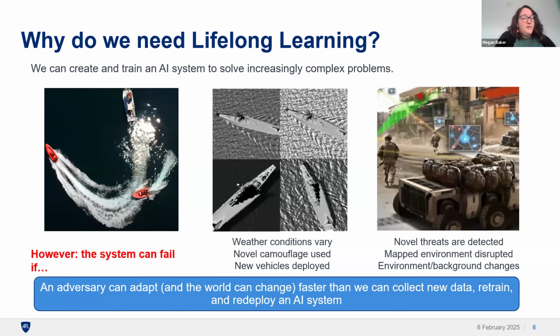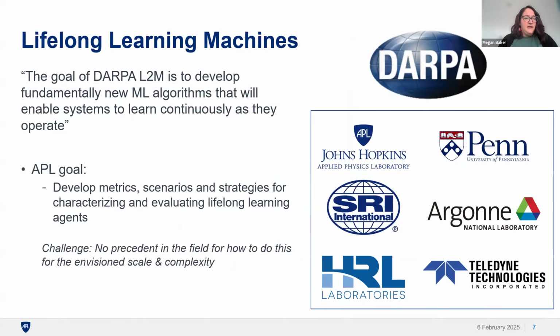If we know that a system isn't robust to something as simple as a color change, you can imagine that weather variations, or the deployment of new vehicles previously never seen, or some disruption to a previously mapped environment, can cause systems to perform poorly. This has serious ramifications for systems where we need reliable, maintained performance. And that's where the DARPA Lifelong Learning Machines program comes in. The goal here was to develop fundamentally new algorithms that will enable this continuous learning as they've been deployed.